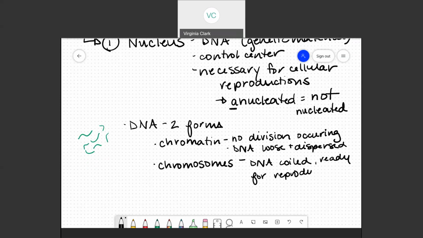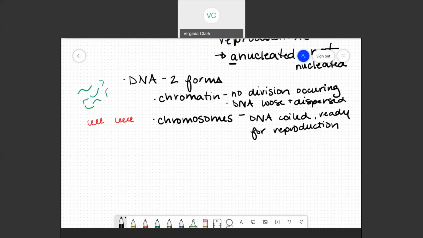So it's the same information, it's the same function, it's essentially the same foundational piece, but they're going to be in two separate forms. Chromatin will be loose, chromosomes will be in their coiled form. So it's the same information, just in two different forms. So that's important for the nucleus.